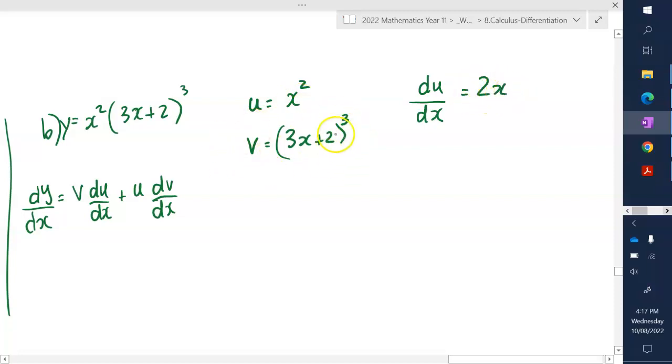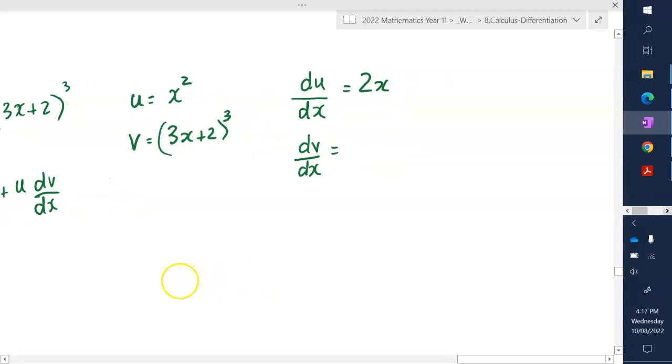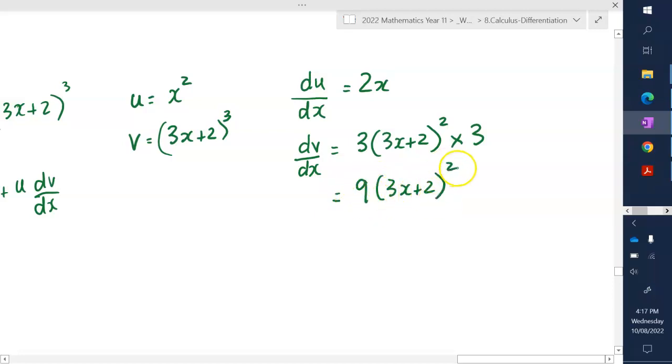My second part here, v, I can get my dv/dx from there, and I'm going to differentiate this part. Remembering, there's a little extra trick in this one. The 3 comes down the front. We still have (3x + 2) to the power of 2, and we're going to multiply by the differentiation of what is inside those brackets, which is 3. So what I end up with is 9(3x + 2)^2.